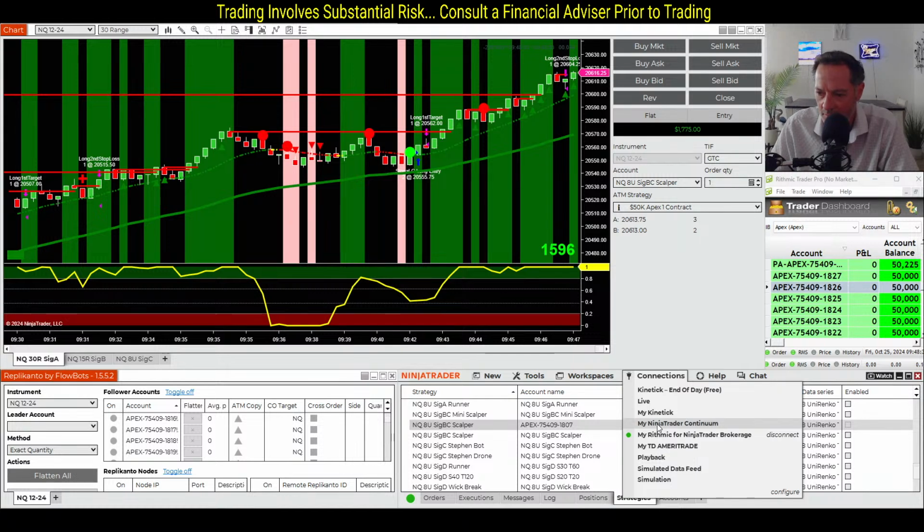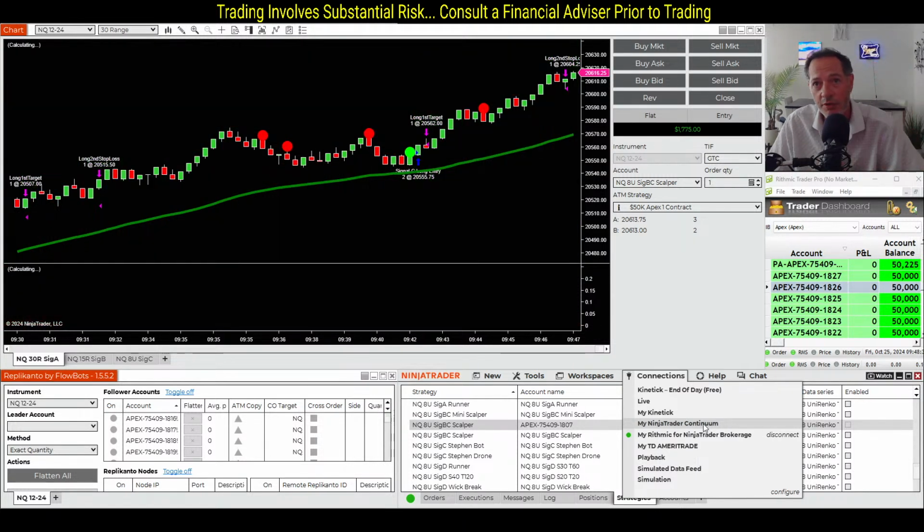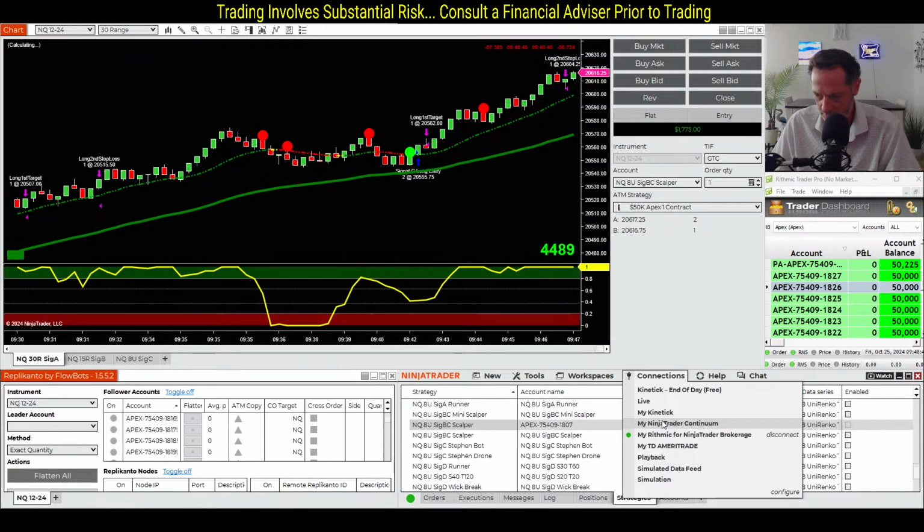I also have my Ninja Trader Continuum. If you trade a live account, which I have running on my other computer up here, you can use that communication stream. We also have another connection through Kinetic, another business that does data streams. And we have a piece of software that we're developing that runs on Kinetic data feed.